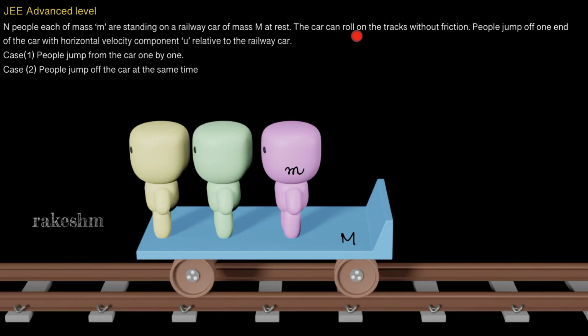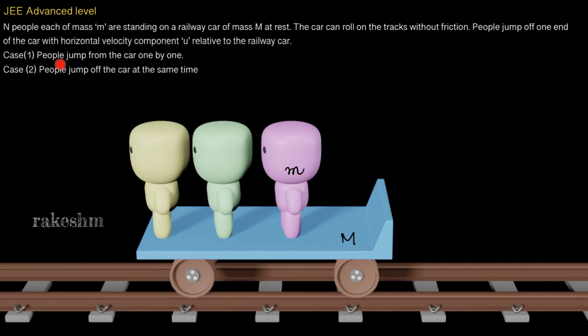Next, the car can roll on the tracks without friction. So this railway car here can roll on the tracks without friction. People jump off one end of the car with a horizontal velocity component u relative to the railway car. So these people here jump off the railway car with a horizontal velocity component u relative to this railway car. See, this is a multiple correct option question. So he has given 2 cases here. After analyzing these 2 cases, I'll show you the options.